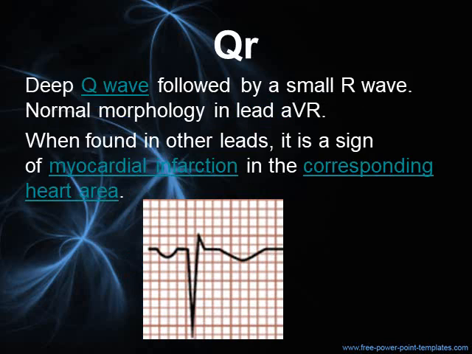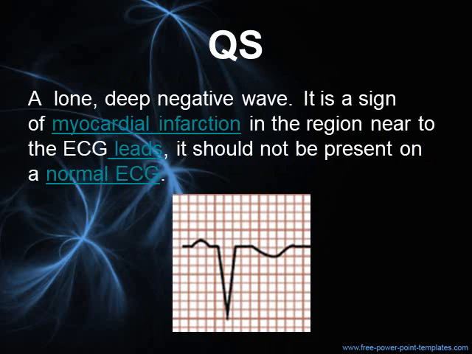Deep Q wave followed by a small R wave. This is seen normally in lead AVR, but when found in other leads, it is a sign of myocardial infarction in the corresponding heart area. Capital Q, capital S: a lone deep negative wave is a sign of myocardial infarction in the region near the ECG leads, and it should not be present on a normal ECG.